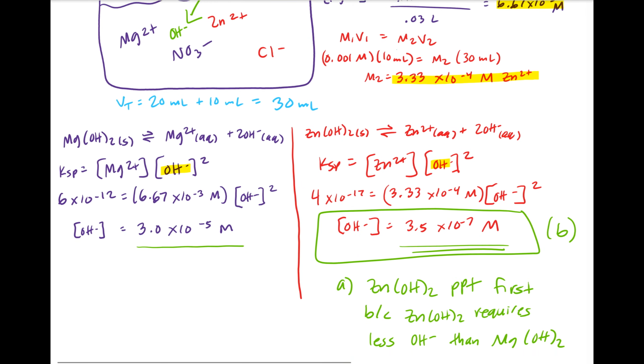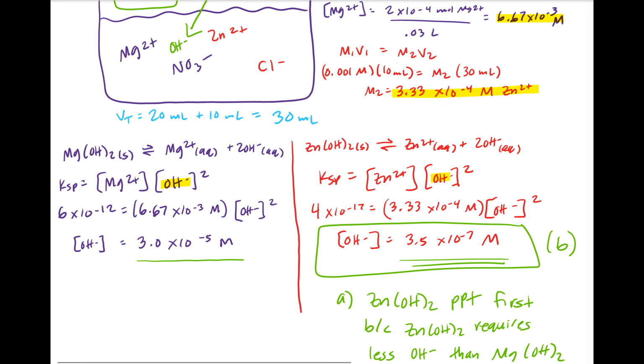So you took your salts and wrote out the dissociation equation for each one. You wrote their KSP expressions. You plugged in the KSP number given to you. You plugged in the original or the diluted molarity of the magnesium and for the zinc, and then you solved for the hydroxide ion concentration in each scenario. The one with the lower hydroxide ion concentration would cause that precipitate to form first.